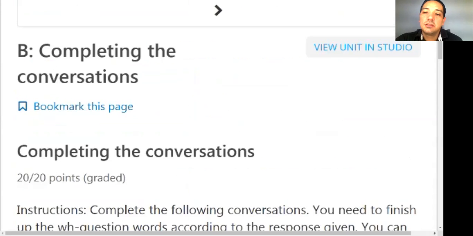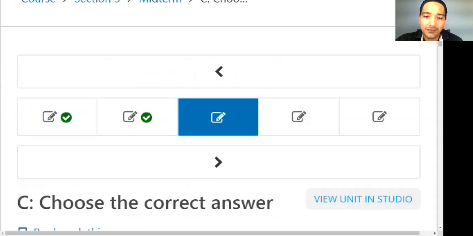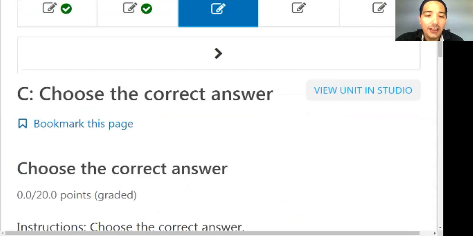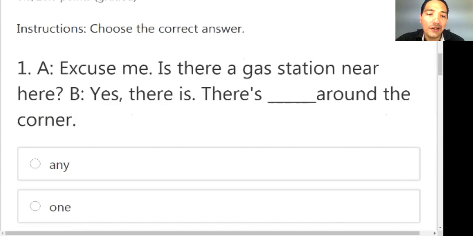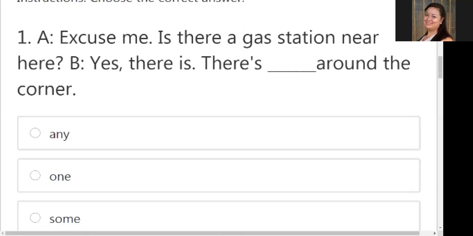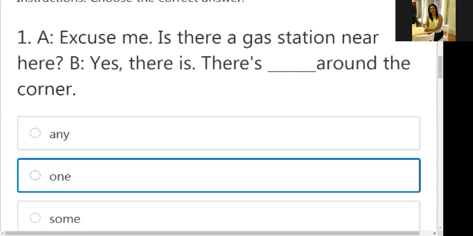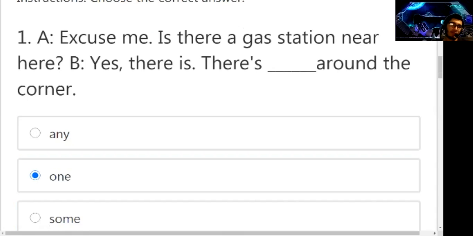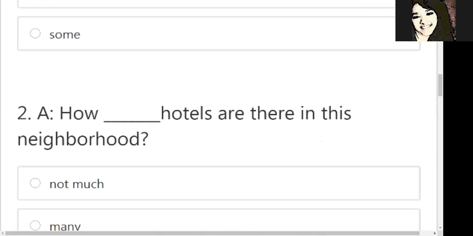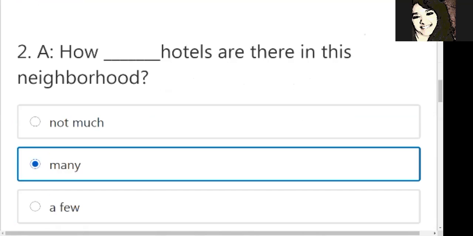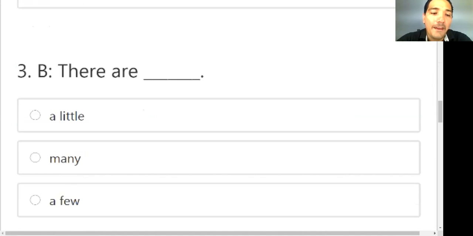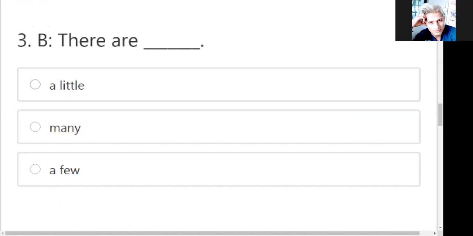Okay, let's go on. Make sure you perform these tests later, okay? Choose the correct answer. Excuse me. Is there a gas station near here? There's one. There is one around the corner. Perfect. Okay. How much or how many? Many. Oh, good. How many hotels are there in this neighborhood? Perfect. There are a few. Yes, good.